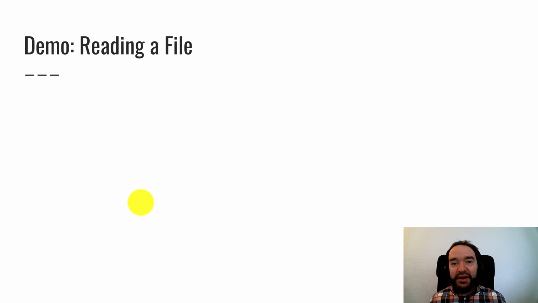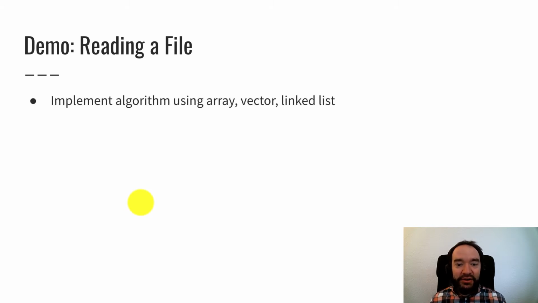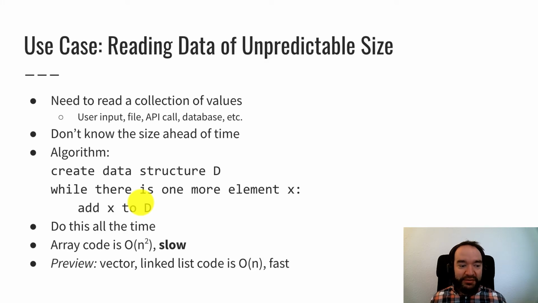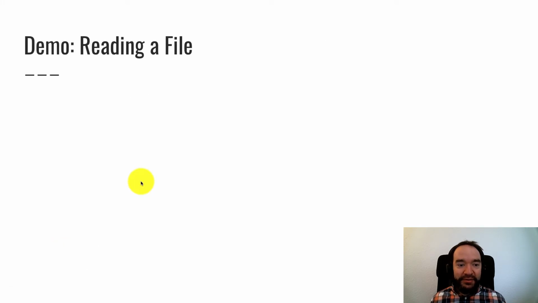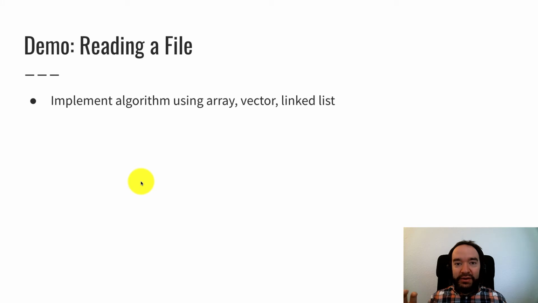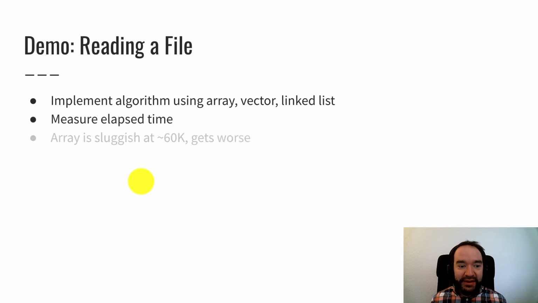So here's a concrete example of that, reading a file. What I'm going to do is implement this algorithm right here, this while loop algorithm, and have one set of code that uses an array, one set that uses a vector, one set that uses a linked list, and I'm going to measure how long they take to run. Here's a preview of the data.